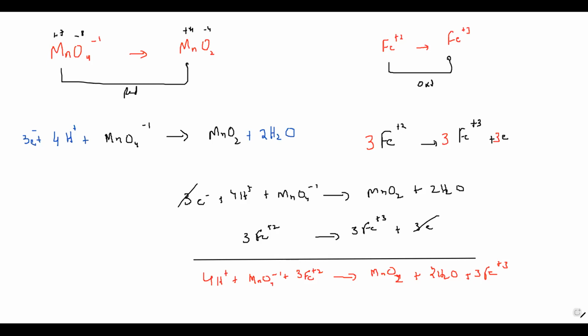Another equation, if we have H2SO4 changes into sulfur, and we have iodide ion changes into iodine molecule.